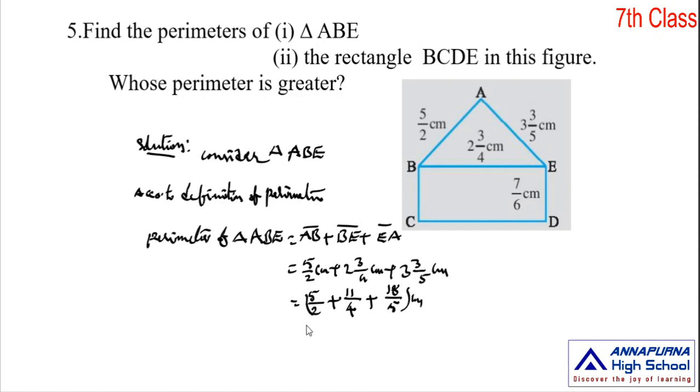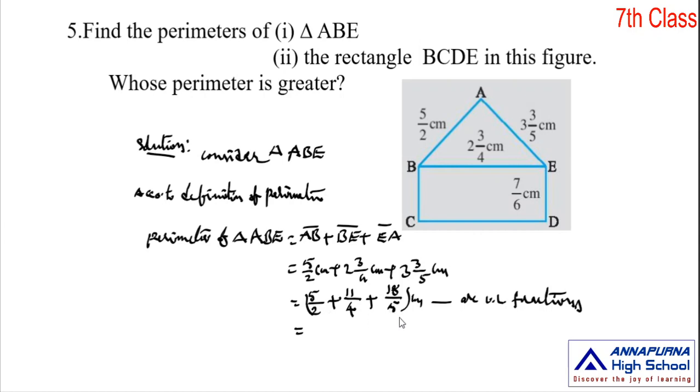Now you know the addition of fractional numbers. These fractions are unlike fractions, so we cannot add unlike fractions directly. First you convert them into like fractions. To convert into like fractions, what is the procedure we follow? We find the LCM of the denominators.